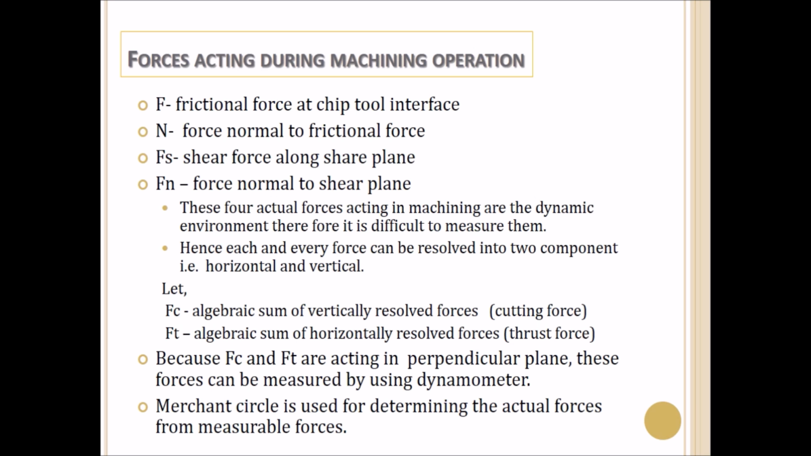we have to resolve each force into two components, horizontal and vertical. So we consider two new forces, Fc and Ft, where Fc denotes the algebraic sum of vertically resolved forces, also known as the cutting force, and Ft the algebraic sum of horizontally resolved forces, also known as the thrust force. With the help of a dynamometer we can measure Fc and Ft, which act in a perpendicular plane, and from these forces we can find the other four, which are the actual forces.